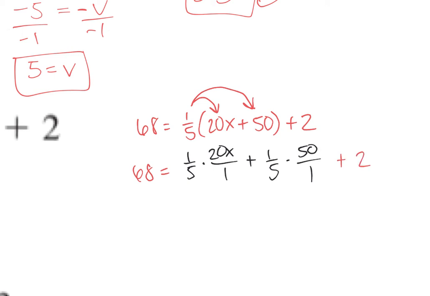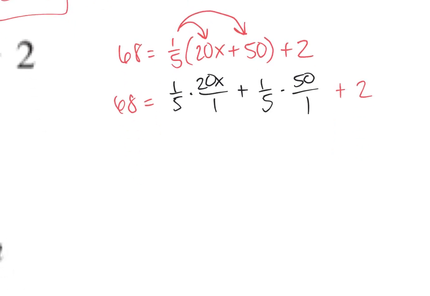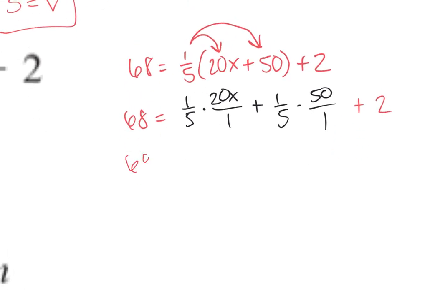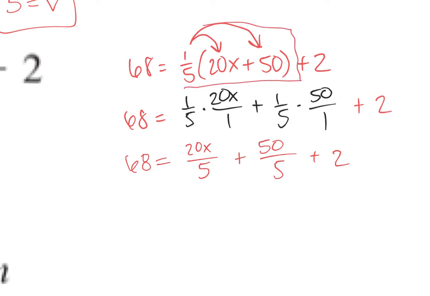All right. Whew. Well, from here, we've got 68 equals 1 times 20x is 20x. 5 times 1 is 5. So 20x over 5. Plus 50 times 1 is just 50, and 5 times 1 is just 5, plus 2. Question, guys. Look at the original distribution. How is that related to what we just put down over here? If you were to explain going from box number 1 to box number 2 in very, very easy terms, how would you explain it?